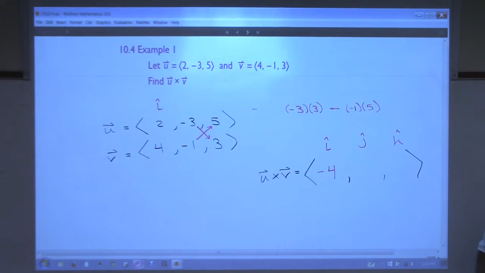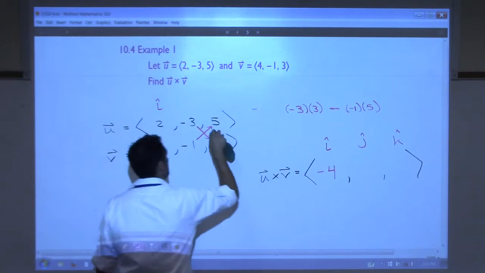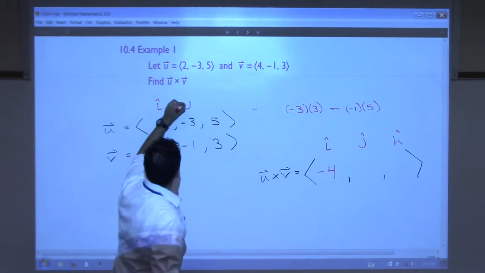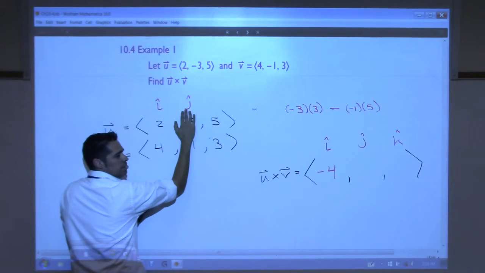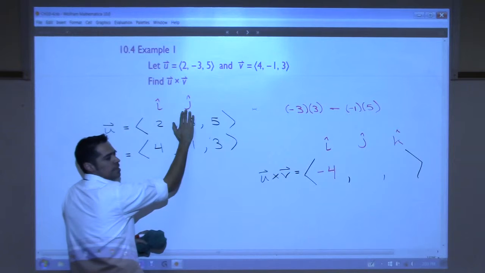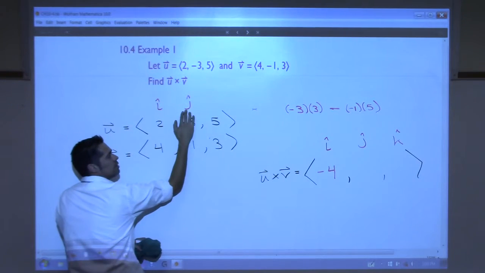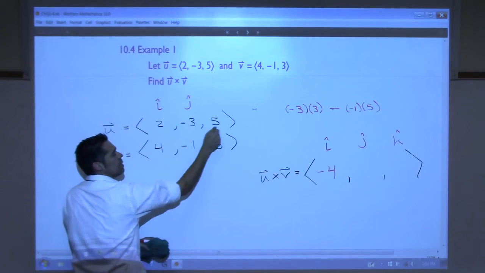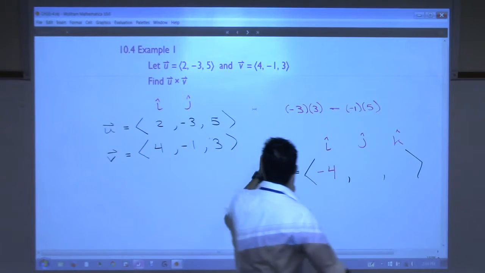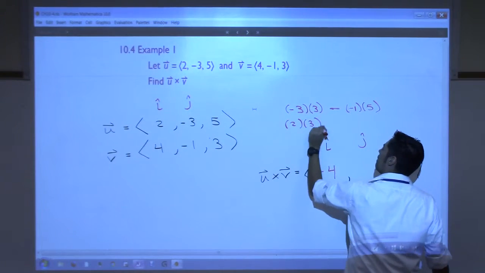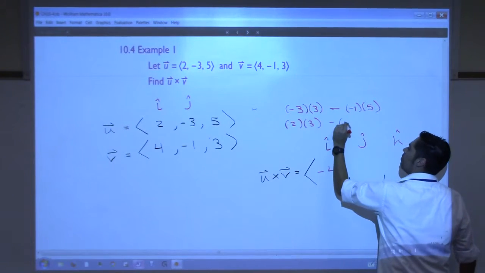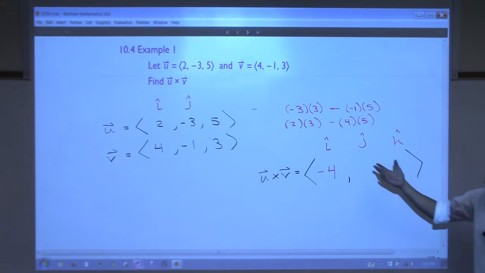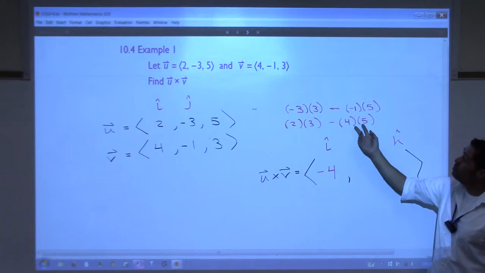With me? Now, if we're going to try and find the j component, what do you think you're going to do here? Cover up the j column, and do the determinant on the 4 numbers that you can still see there. So what am I going to multiply together first? 2 times 3 minus 4 times 5, right? Now hold on, not that simple. 2 times 3 minus, what was it, 4 times 5. So you would think that your answer is 6 take away 20, what's 6 minus 20?